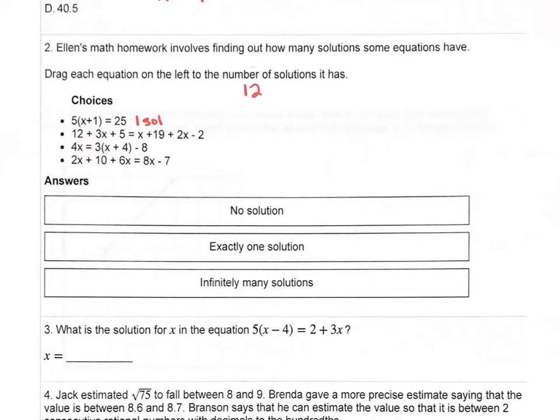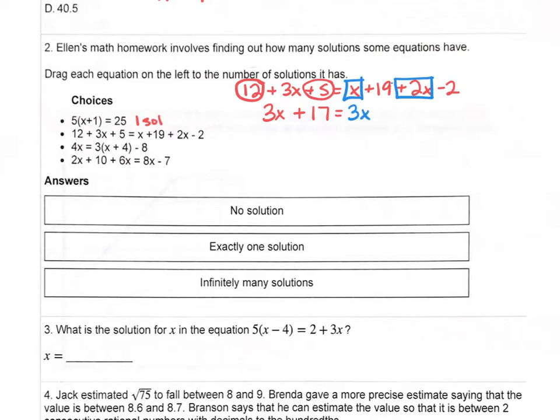For the next equation, 12 plus 3x plus 5 equal x plus 19 plus 2x minus 2. I'm going to combine like terms. On the left side, we have 12 plus 5, so we end up with 3x plus 17. On the right side, we have x plus 2x, which is 3x, and then 19 minus 2 is positive 17. So notice here that the left side is 3x plus 17, the right side is 3x plus 17. These are equal. This is true. And we end up with infinitely many solutions.